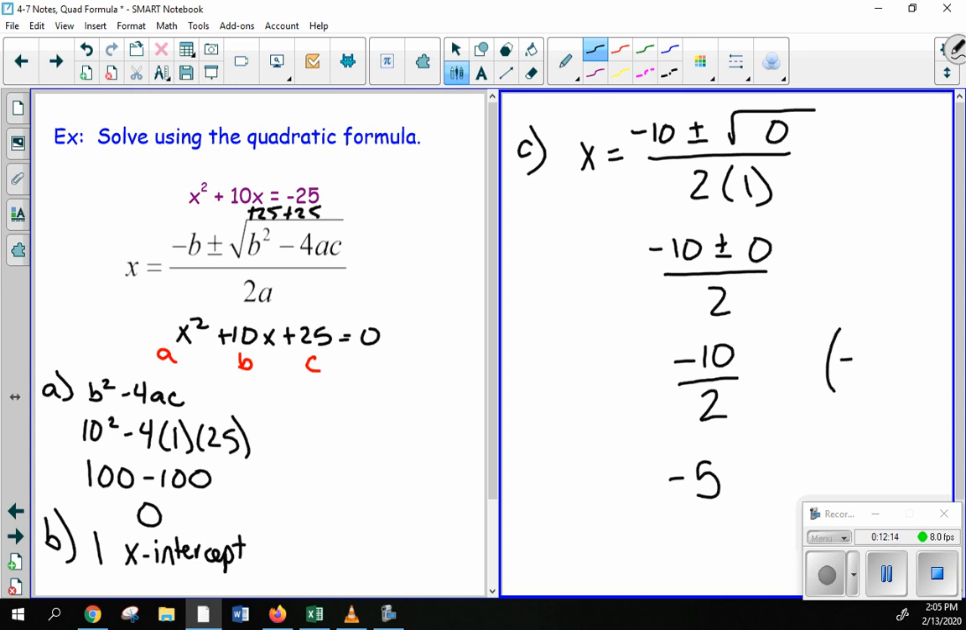Now, just as a reminder, it's an x-intercept, but since there's only one x-intercept for this quadratic, what do you know has to be true about this x-intercept? It's not only the x-intercept, but it is also the vertex. So make sure you remind yourself that this is also the vertex and the x-intercept.